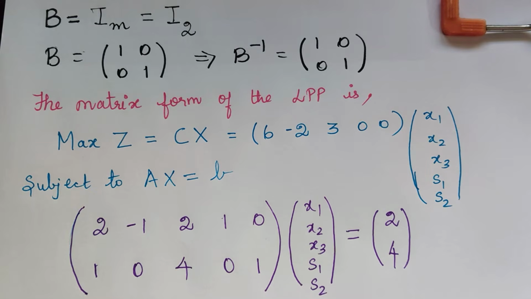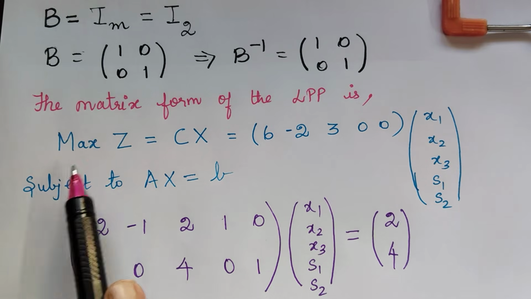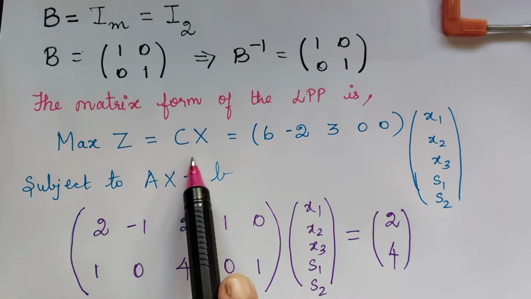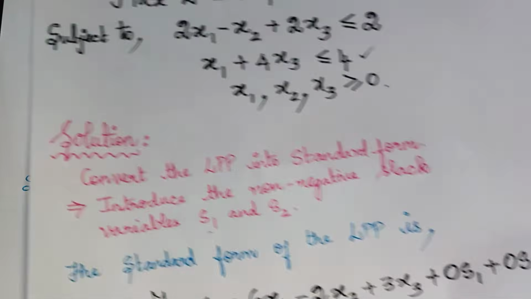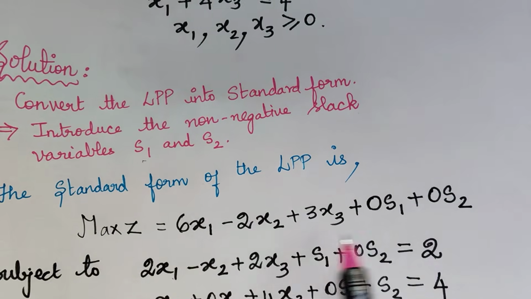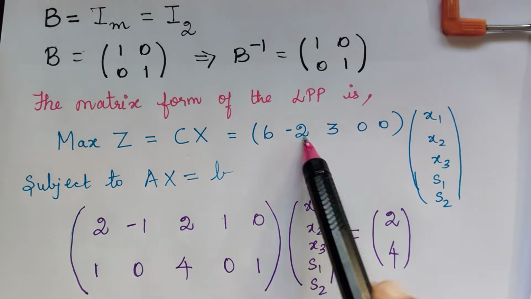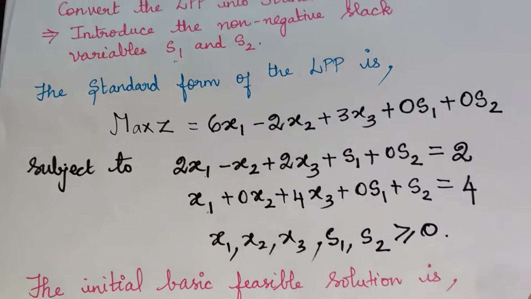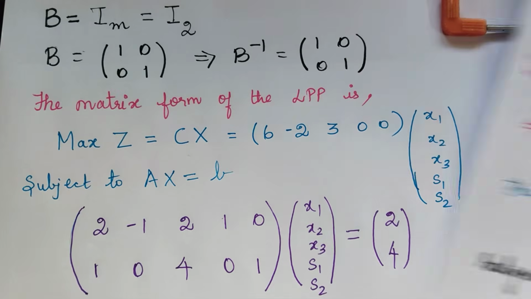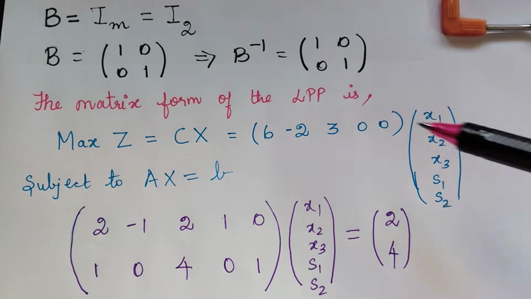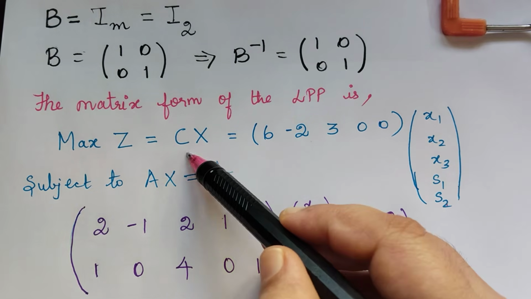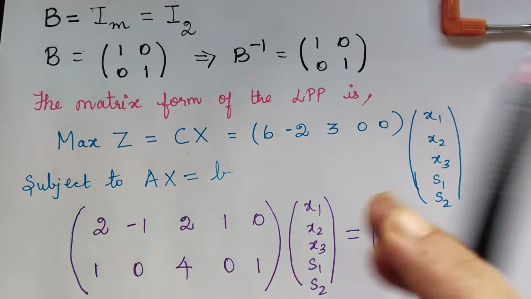If you see here, we have written the matrix form of the given LPP, max z equal to cx. So what is that cost matrix? It is the coefficients of the basic and the non-basic variables, that is 6, minus 2, 3, 0, 0. So that we have written, and then x1, x2, x3 and then s1, s2 we have written in column format. So when we multiply, we get this matrix subject to Ax equal to b.